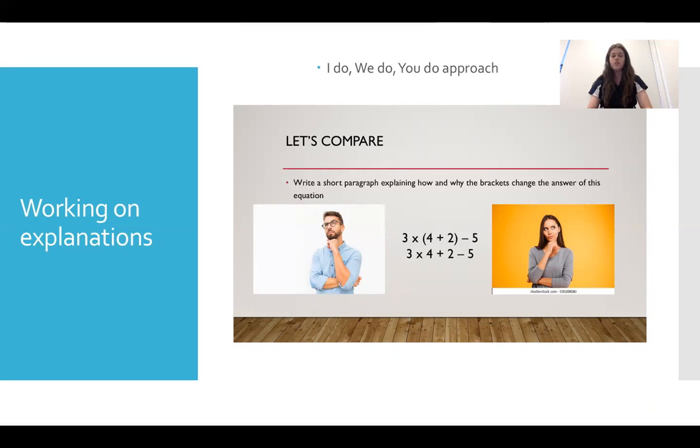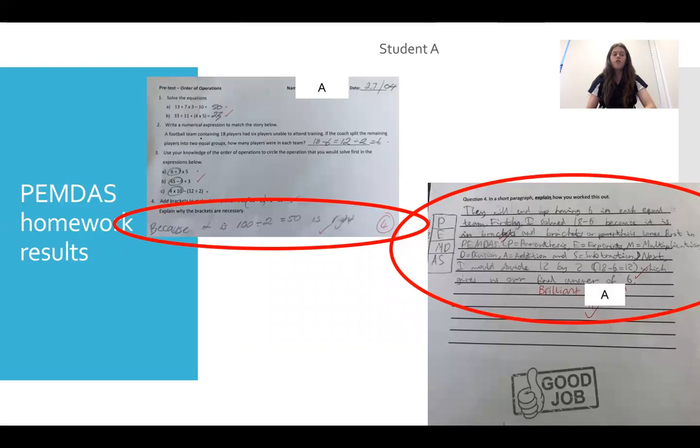In the next lesson, 2 equations were given to the students, one with brackets and one without. As a class, we then had to write a comparison explanation about how the brackets change the answers. This was then repeated in the next lesson, where the equations were changed and students had to individually do so. For their homework, I incorporated explanation questions for students to individually complete.